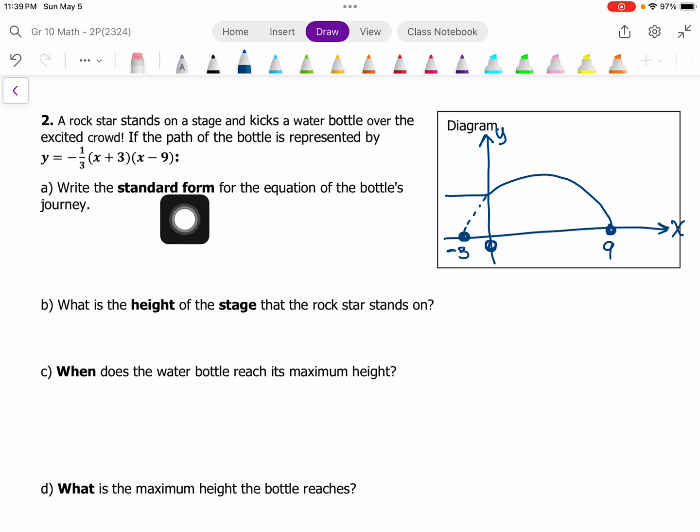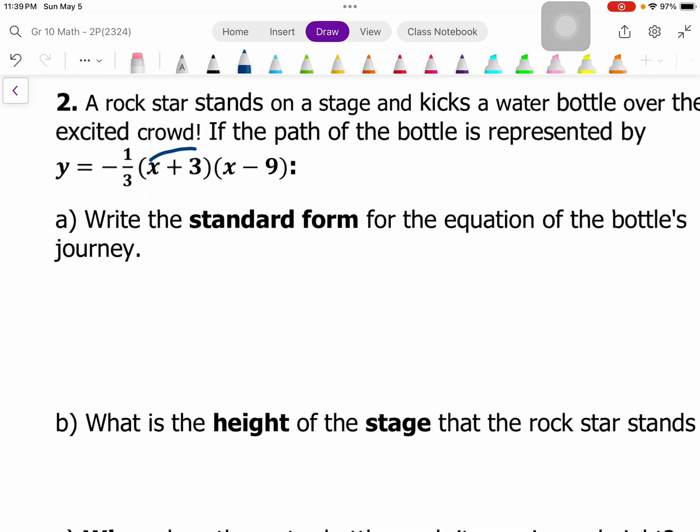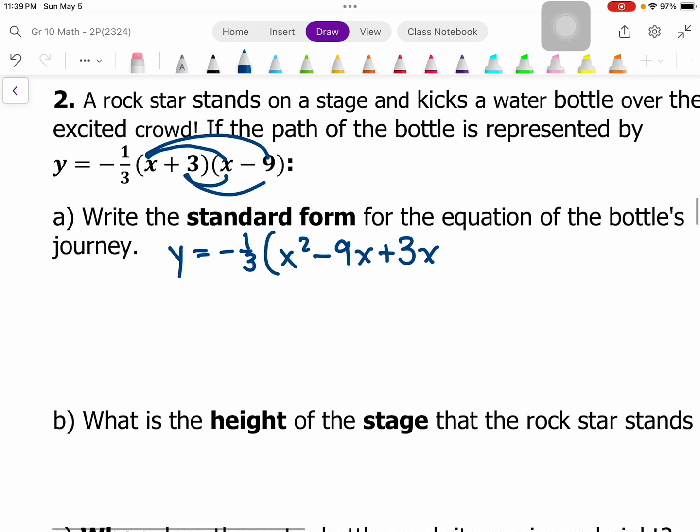So write standard form for the equation. So this is factored form. That helped us find our zeros when the bottle reaches the ground and when it would have been on the ground if it had been kicked from back here. So what we will do is multiply through. So y equals -1/3 times x squared minus 9x plus 3x and minus 27.